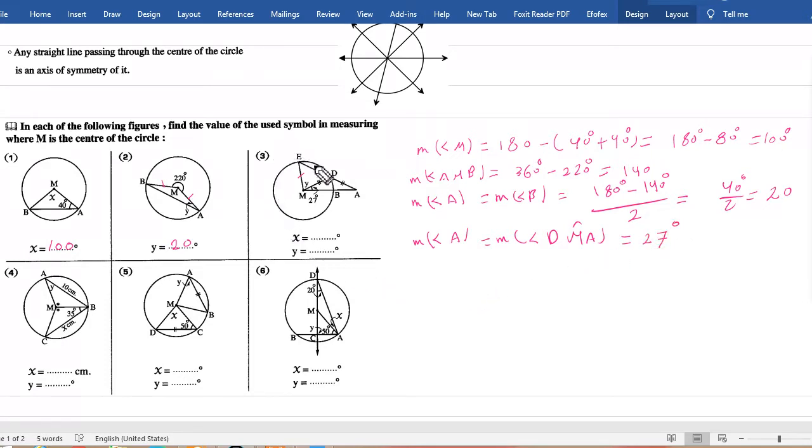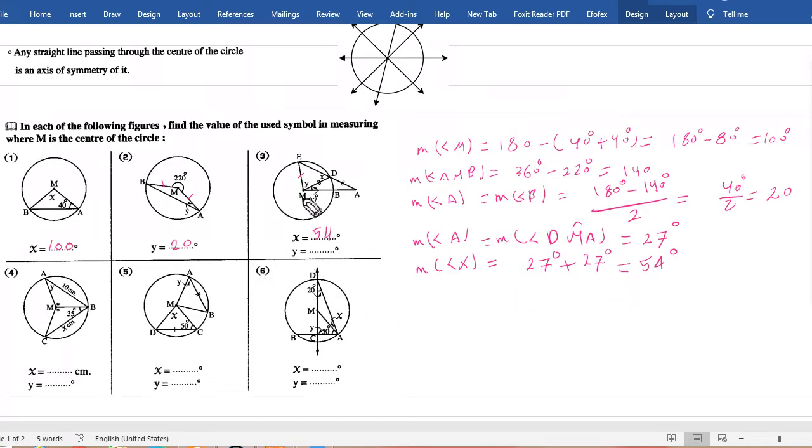The measure of angle EDM is the exterior angle of the triangle. The exterior angle equals the sum of the two interior angles except the adjacent one. The measure of angle X equals 27 degrees plus 27 degrees, which equals 54 degrees. Then the value of X equals 54 degrees.